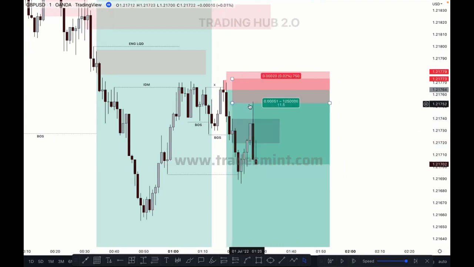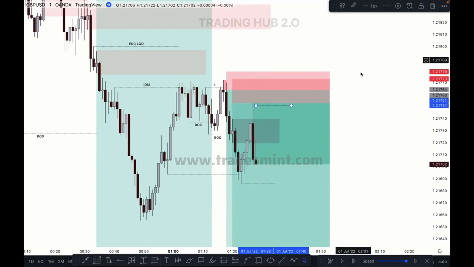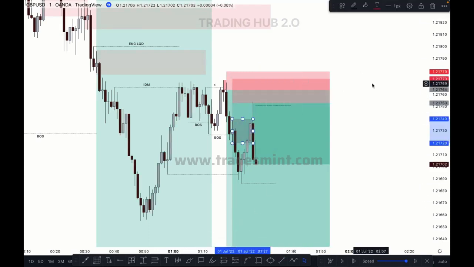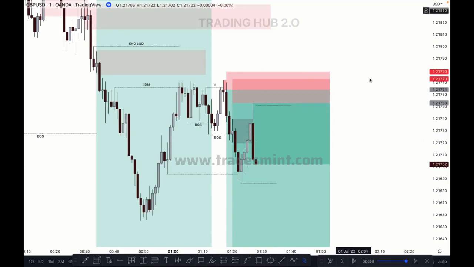You can see our second entry also mitigated. If market takes out this low, then I would like to trail my stop loss to break even point here on both entries. Correct. If market maybe wants to go higher, then we can cut our entry on break even point. Okay, so let's see.